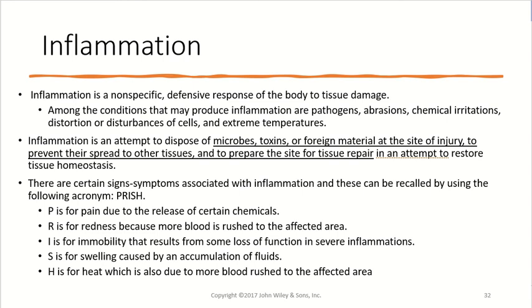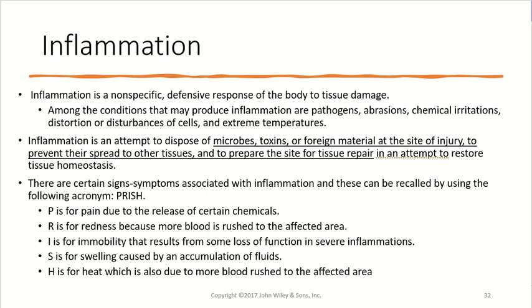Our next type of internal defense is inflammation. This is a non-specific defense response of the body to any sort of tissue damage. So among the conditions that may produce inflammation are pathogens, any sort of abrasion, chemical irritations, any sort of distortion or disturbance of cells, as well as extreme temperature. So inflammation is basically an attempt by the body to dispose of microbes or toxins or any sort of foreign materials at the site of injury.